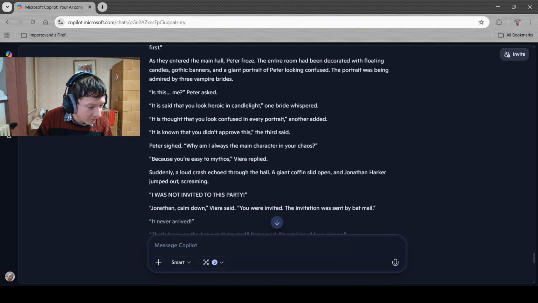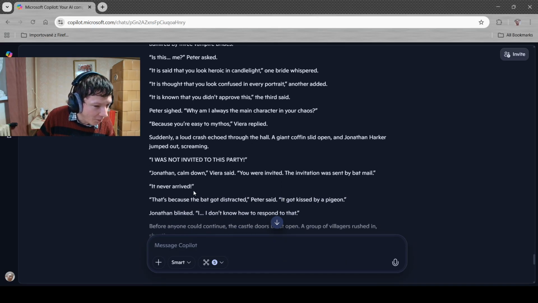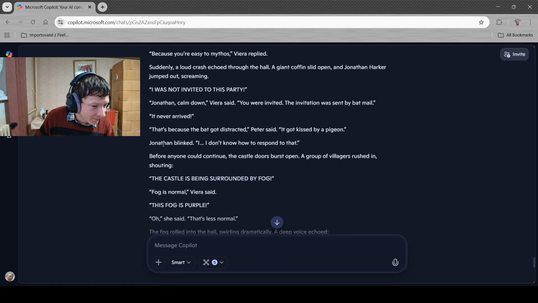Suddenly, a loud crash echoed through the hall. A giant coffin slid open, and Jonathan Harker jumped out screaming, I was not invited to this party. Jonathan, calm down, Viera said. You were invited. The invitation was sent by bat mail. It never arrived. That's because the bat got distracted, Peter said. It got kissed by a pigeon. Jonathan blinked. I don't know how to respond to that.